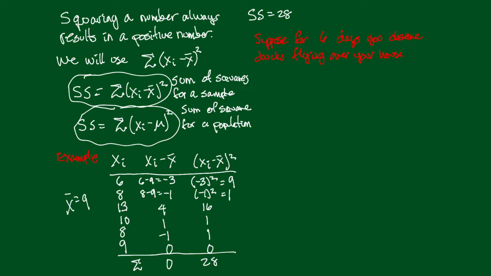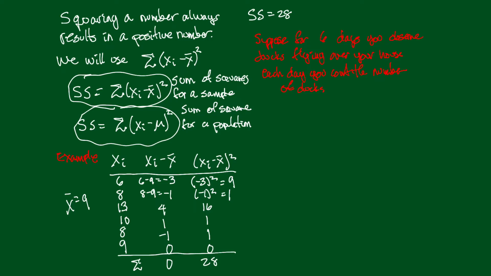Okay, so every day for 6 days you observe ducks flying over your house. So each day you count the number of ducks. All right, so suppose this is what you get.